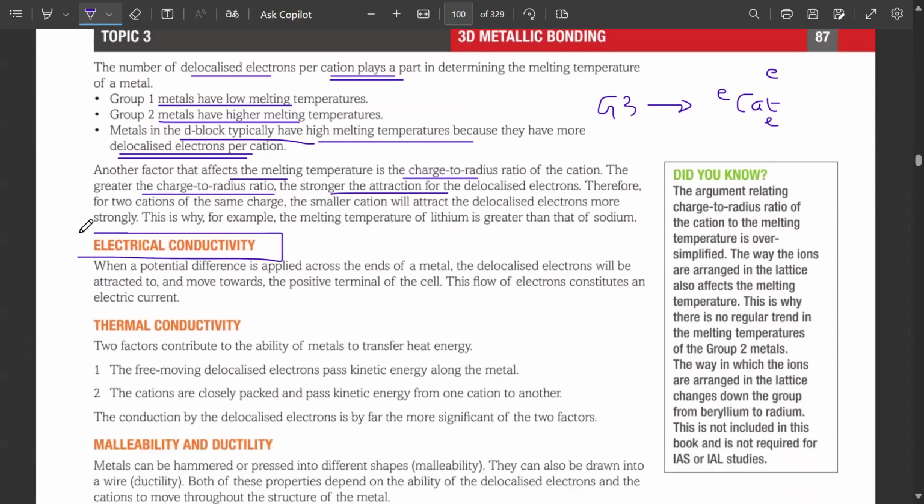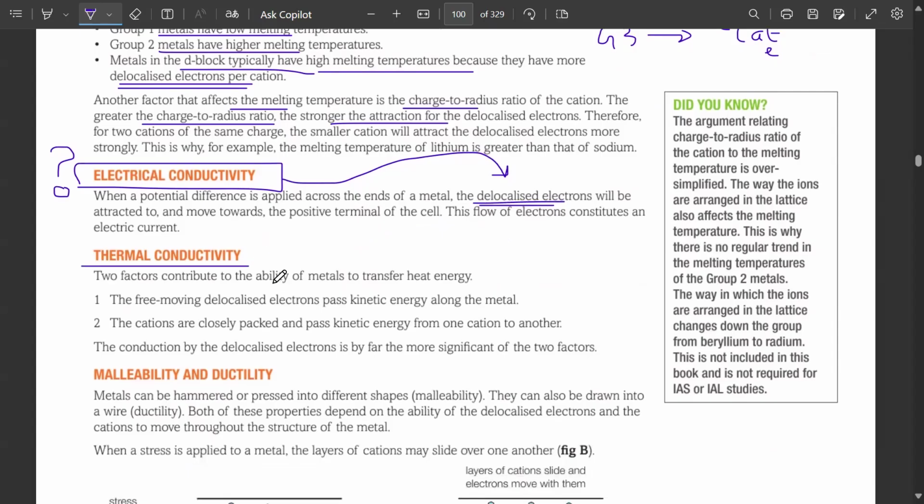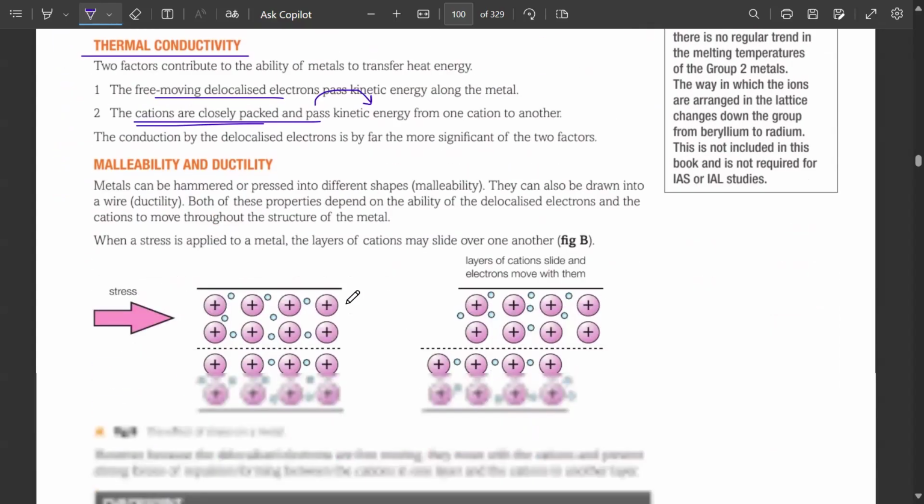Electrical conductivity: what is the reason why metals conduct electricity? They have delocalized electrons. Exactly. Simple. Thermal conductivity: because of the free moving delocalized electrons and that the cations are closely packed as well, so they can pass kinetic energy from one cation to the other.